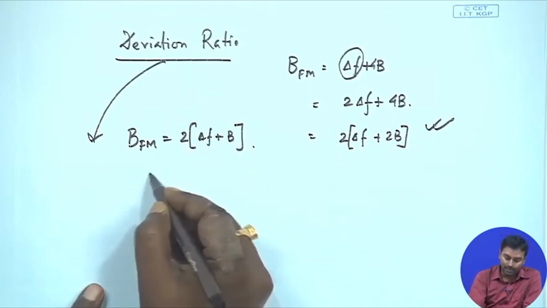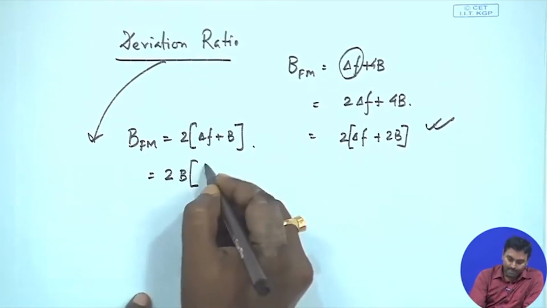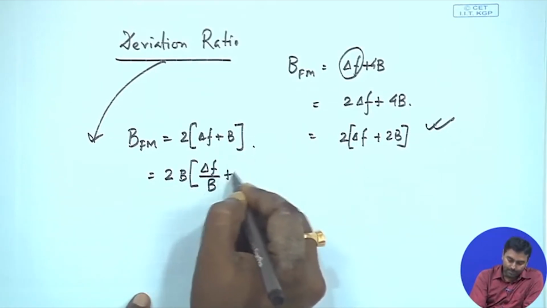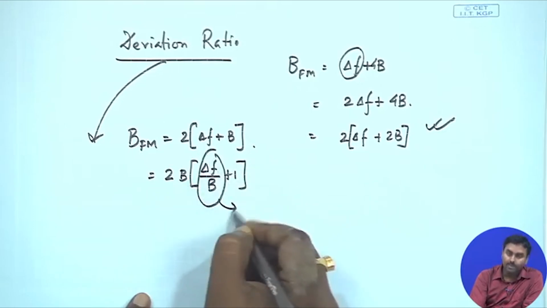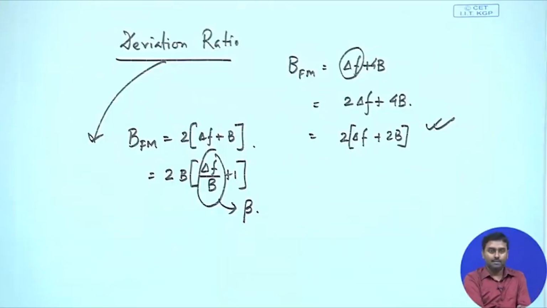Now, whatever it is, the deviation ratio is defined as this. I take this b out, then I will have this thing, del f divided by b plus 1. This particular thing is termed as deviation ratio. This actually tells us how much deviation I get in frequency divided by what is the bandwidth of the original message signal. So, that ratio is defined as a term called beta. In our next derivation probably this beta will be useful. So, this is the deviation ratio that we are talking about.